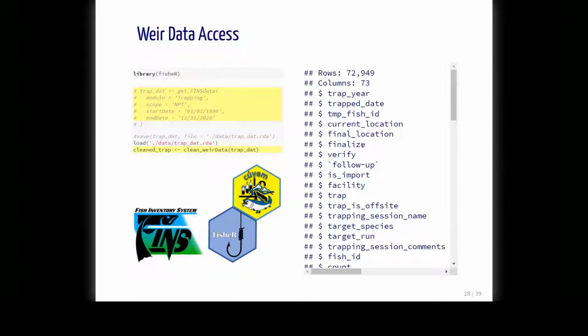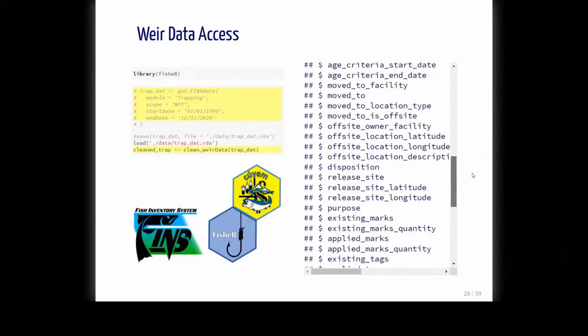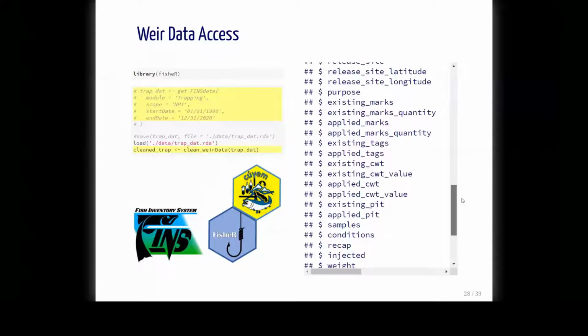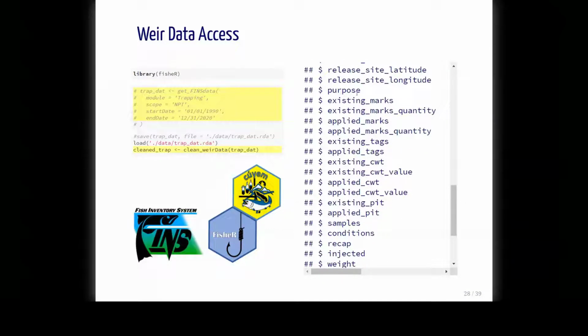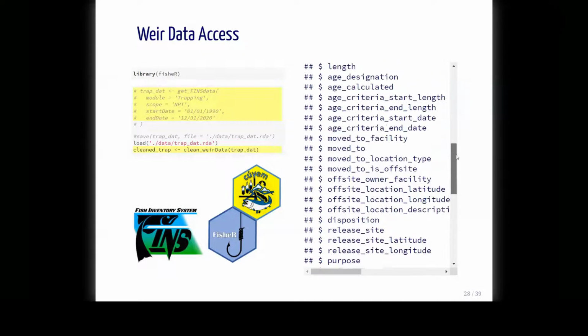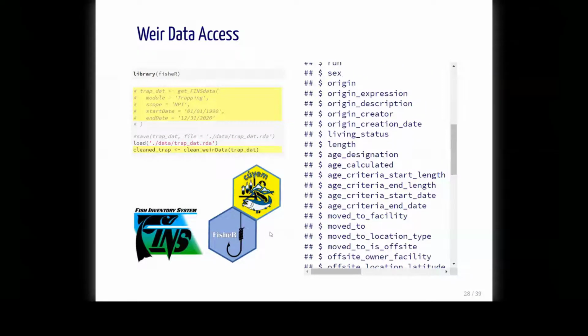I use a similar function called clean weir data, and I now have a data set that's ready to be processed, and ready to be married up with carcass data. And if you use FINS, you probably recognize these names. This pretty much is a mirror copy of what comes straight out of the FINS database.